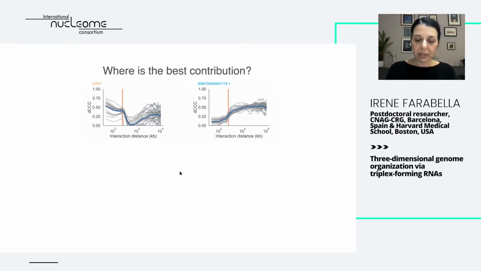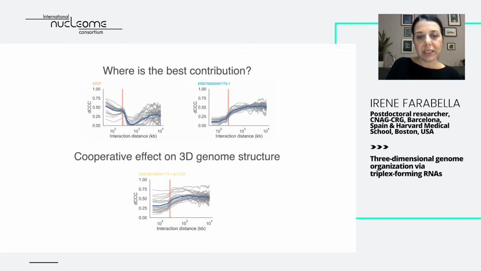But with our model, we can also start assessing the contribution of both mechanisms at once. For this, we implemented another set of simulations in which we simulate all the chromosomes. Here in gray, each line is a chromosome. I forgot to say, we simulate for all chromosomes using a combination of restraints from the long RNA and CTCF.